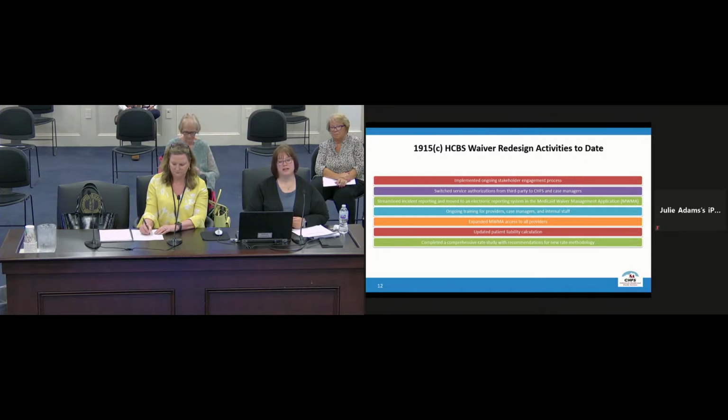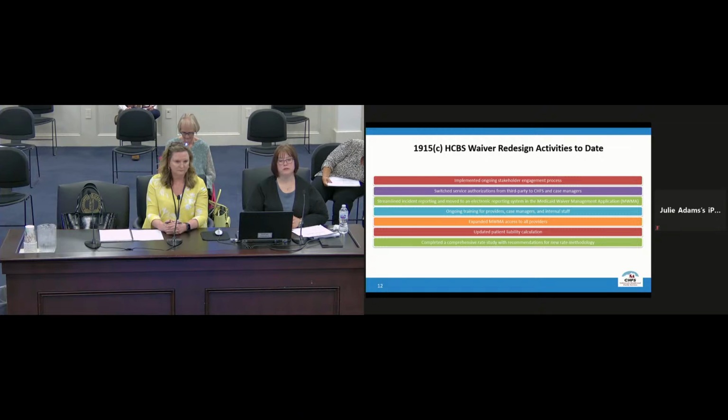We've expanded the Medicaid waiver management application access to all providers. So this allows even service providers now to come in and see the individual's plan of care. They can, on demand, generate their own authorization letters. They can look at what the case manager put in as goals and objectives. They can look at when the last time a service was billed, how many units are left and how many have been used.